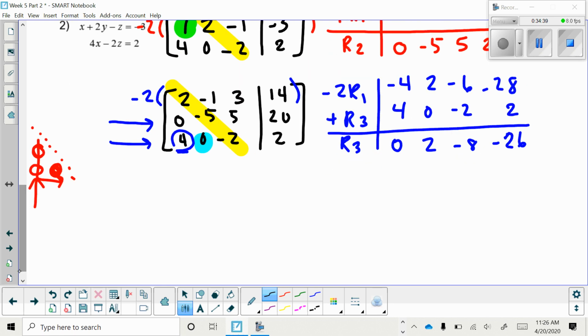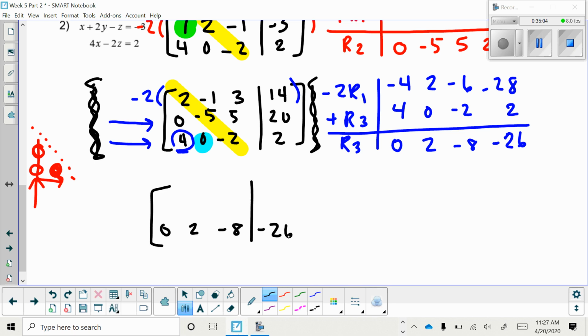So this matrix right here, this one, is the one I'm updating. The one we wrote originally, I'm not using any of those rows anymore. This, as far as I'm concerned, is my new matrix. And now I'm changing it again to this one, where only row 3 changes. Row 3 is now 0, 2, -8, -26.